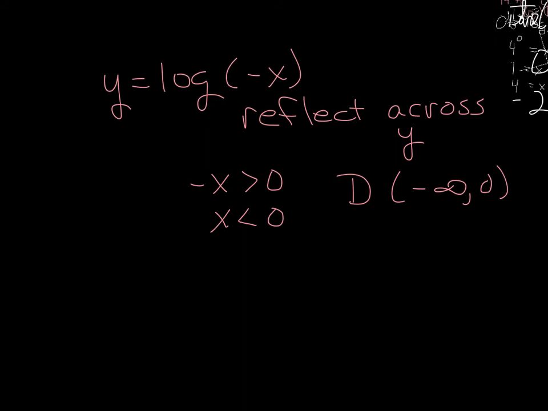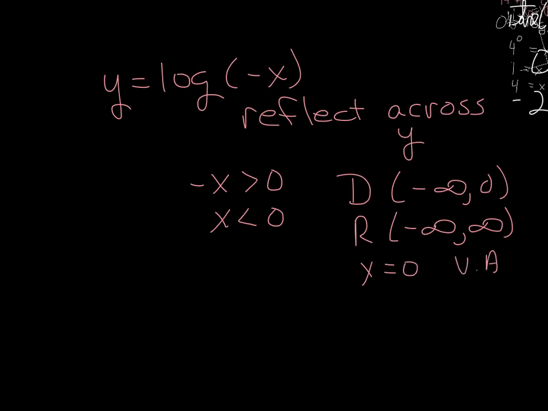Will our range change? Range shouldn't change. What about our vertical asymptote? No, it won't change. It'll be 0 still. x equals 0 is our vertical asymptote.